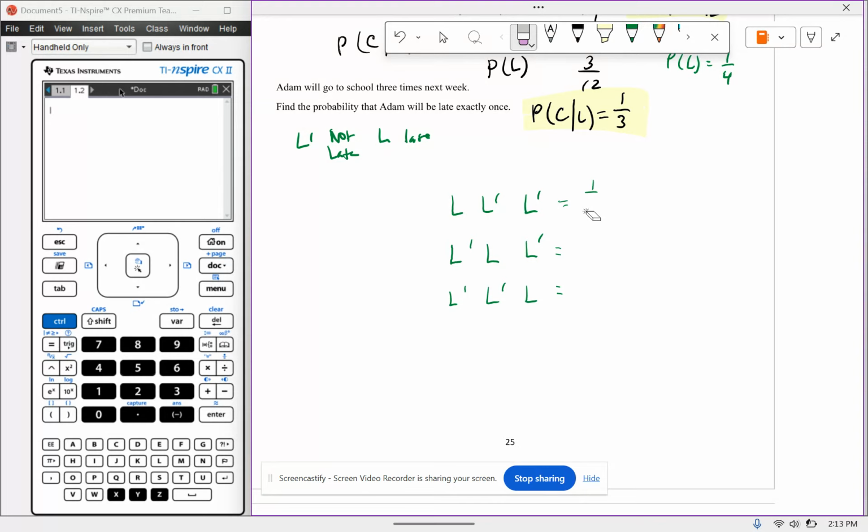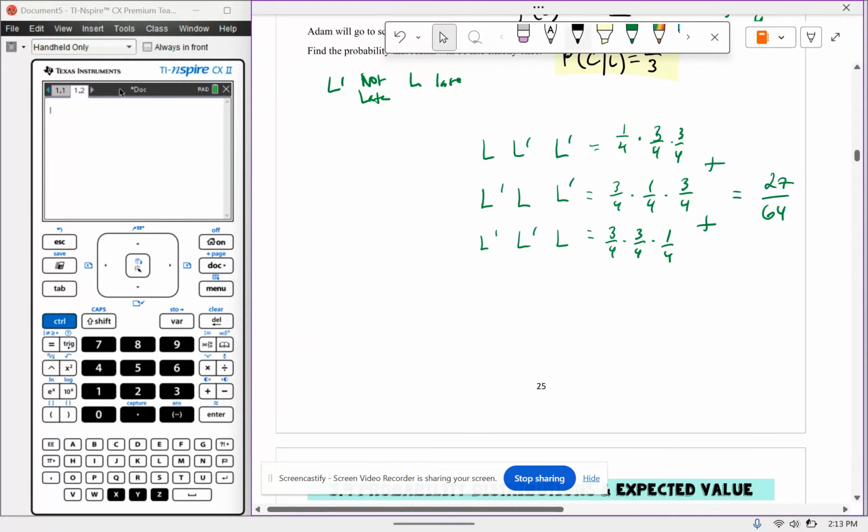So then I could do 1/4 times 3/4 times 3/4. I could do 3/4 times 1/4 times 3/4. Do you see where I'm pulling these numbers from? 3/4 times 3/4 times 1/4. Now I would add for all 3 of these different ways that it could happen, and I would end up with 27 out of 64.